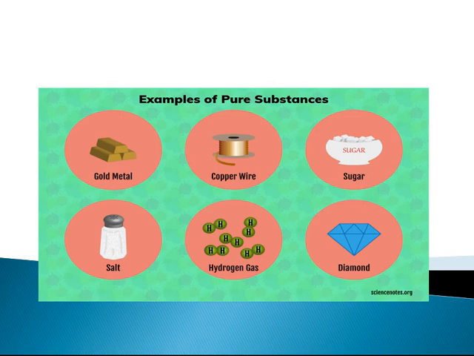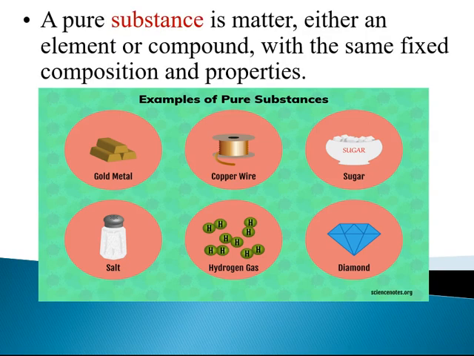So these are some examples of pure substances. Gold, that's an element. It's a pure substance. Copper wire, that's an element. It's a pure substance. Sugar has a chemical formula, so it's a compound. Salt has a chemical formula, so it's a compound. Hydrogen gas is an element. Diamond is made out of supercompressed carbon, so it is an element. A pure substance is matter, either an element or a compound, with the same fixed composition and properties.